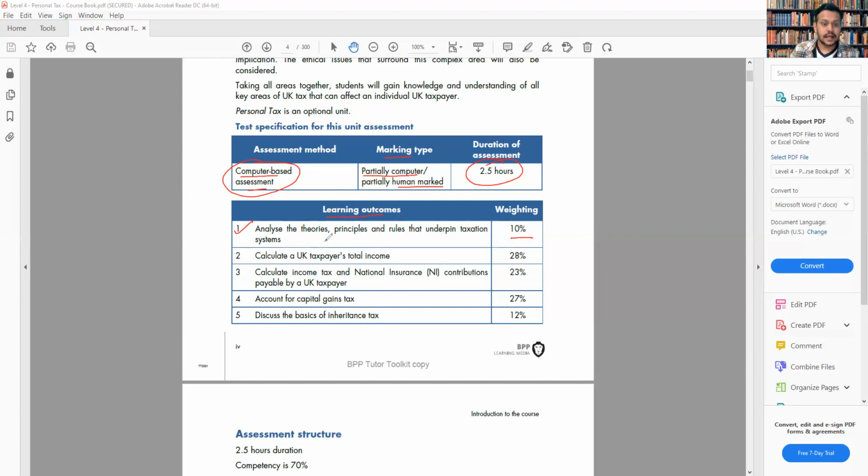It says, analyze the theories, principles, and rules that underpin the taxation system. Then you have number 2, calculate a UK taxpayer's total income. This is one of the easy ones, and it's very easy to get 100%, because here you have to calculate the non-savings income, savings income, and dividends. You have to calculate how much tax the person needs to pay to HMRC. Obviously that's quite easy, and most of the students get 100% on this question.